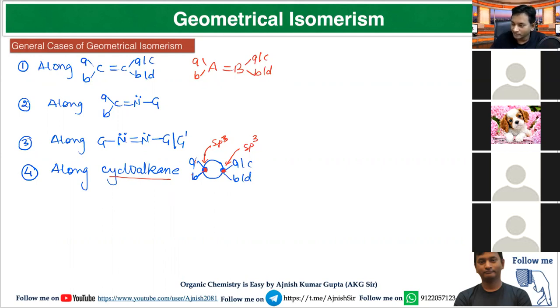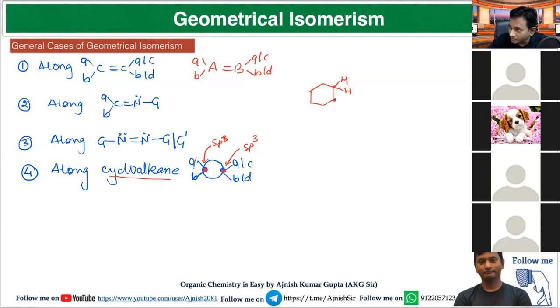Take an example so that your concept will be enhanced. Think about this molecule, whether it will show GI or not. How many hydrogens are present over this carbon? Two. How many hydrogens are present over this carbon? Two. Very good.